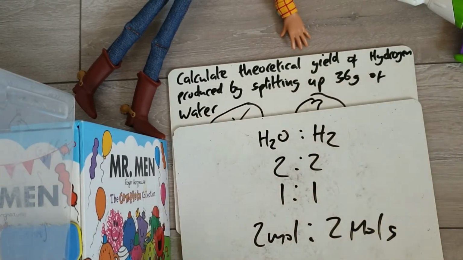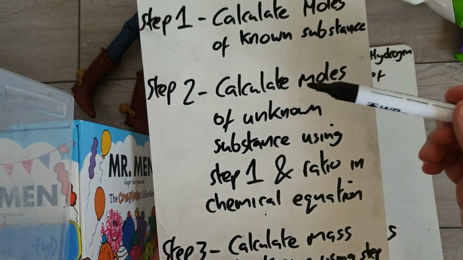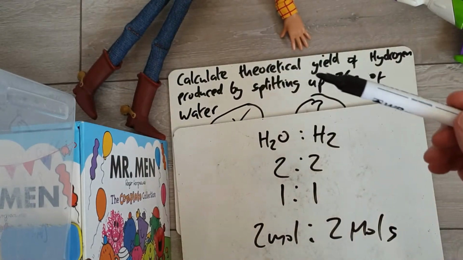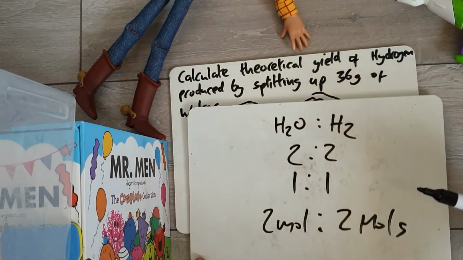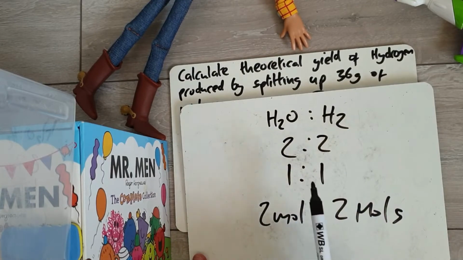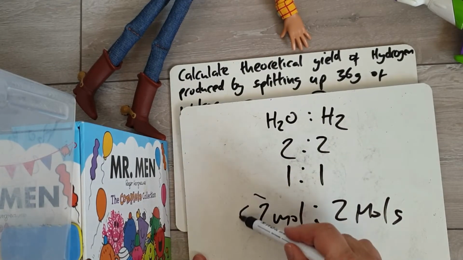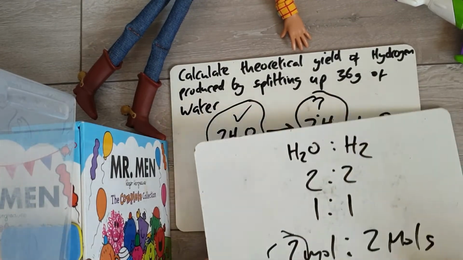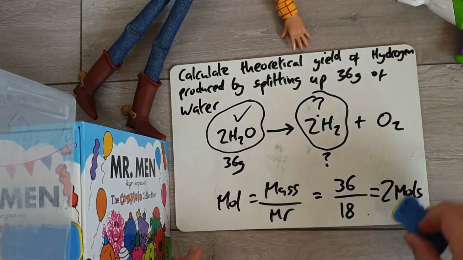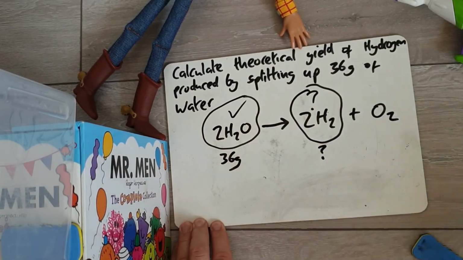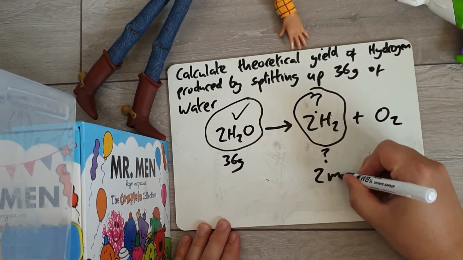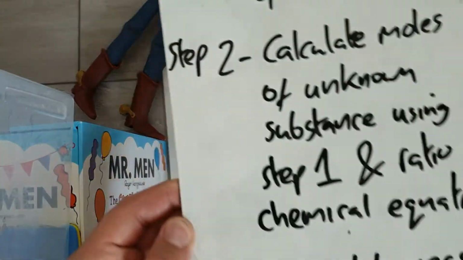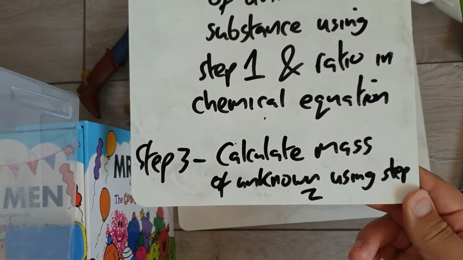Perfect. So now we know, going to step 2, calculate the moles of the unknown substance using step 1 and the ratio. The moles of the unknown substance, how many moles of H2? It's 2. How do we do that? We used the ratio, and we used that number, which we got from the first question. So now we know we have got 2 moles of H2.